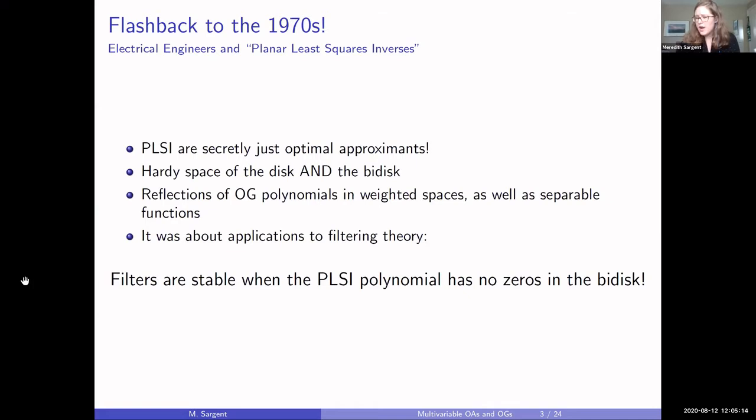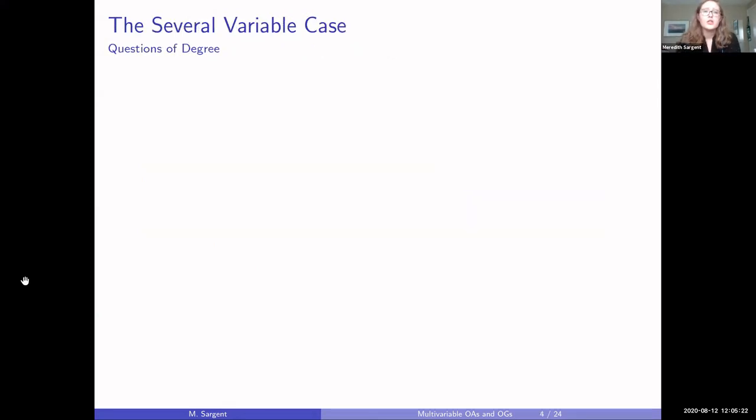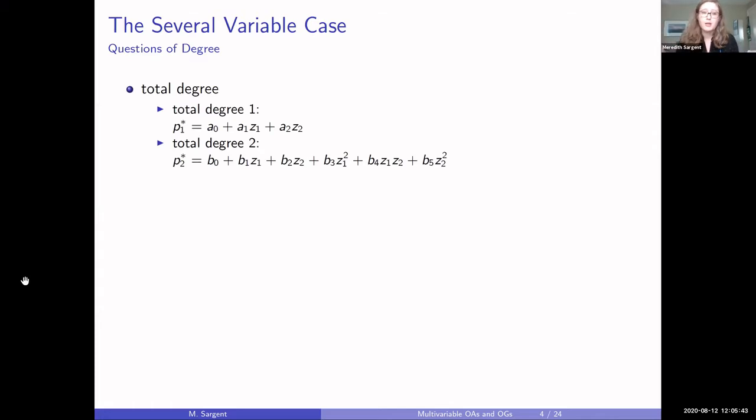Okay, then we actually should talk about what happens in several variables and some of the difficulties that people have run into and our solution to that. So, the several variable case. The first thing we want to think about is that I'm talking about polynomial approximants, so I probably want to be able to talk about what degree my polynomials have. Before, remember I said the degree n polynomial. Well, in several variables, you have a couple different ways to think about degree. You can think about total degree, where for total degree 1, you add up all the exponents and it had better be 1 or less. I have total degree 2 here as well. Add up all the exponents, it had better be 2 or less.